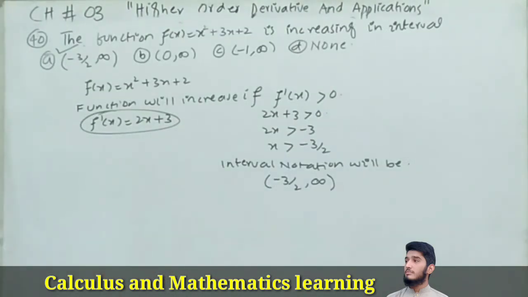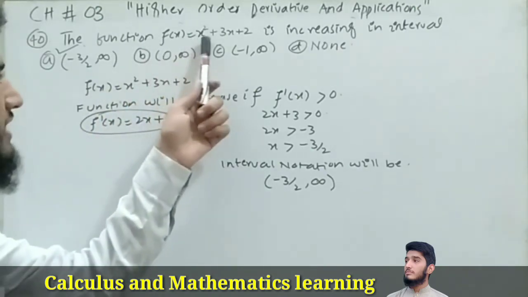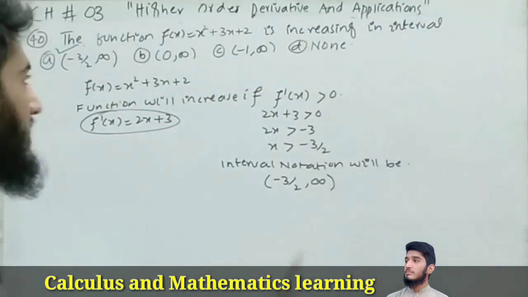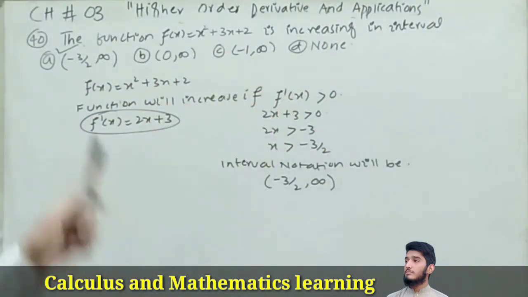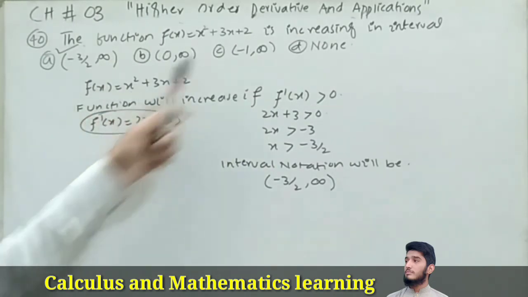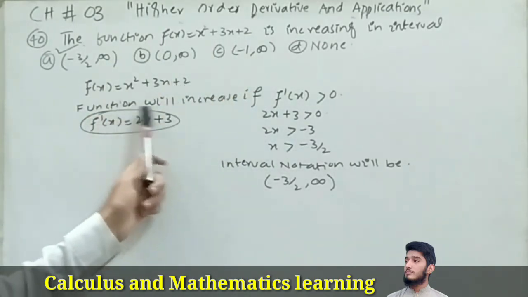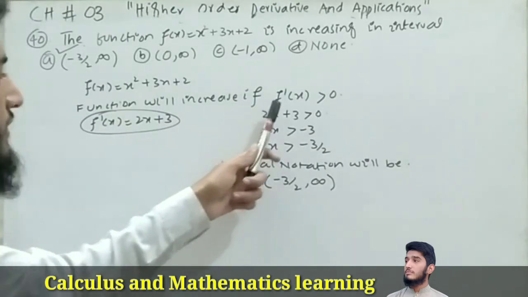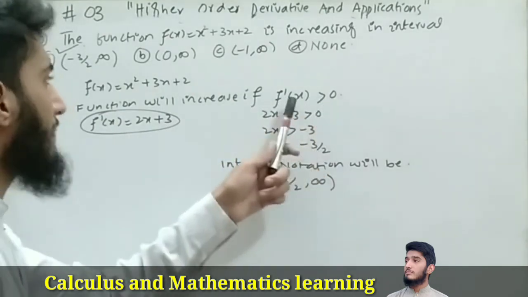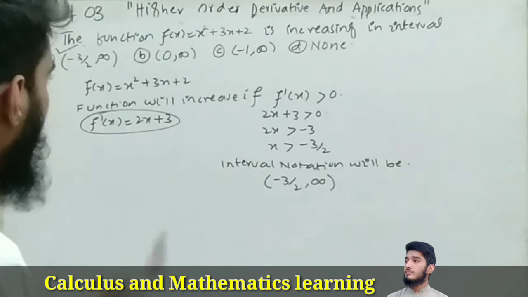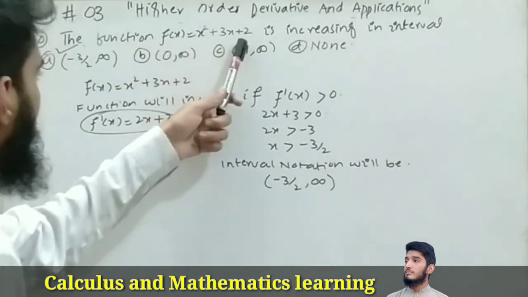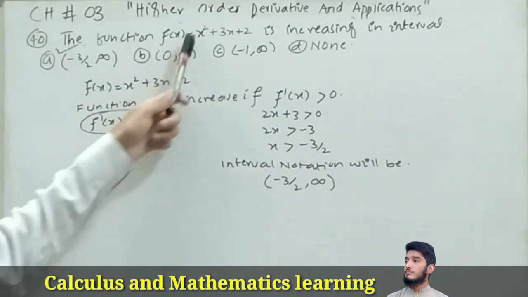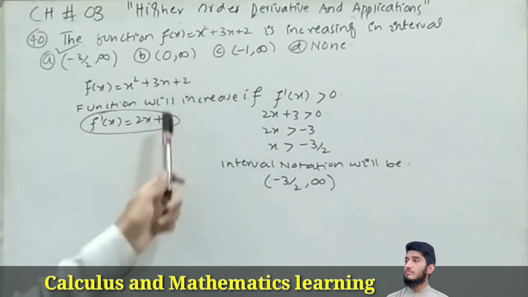Move toward MCQ number 40. The function f of x is equal to x squared plus 3x plus 2 is increasing in the interval. 4 options are given. We will take the given function f of x is equal to x squared plus 3x plus 2. A function will increase if, by definition, f prime of x is greater than 0. F prime of x is actually the first derivative of the given function. Its derivative will be f prime of x. X squared derivative is 2x and 3x derivative is plus 3.